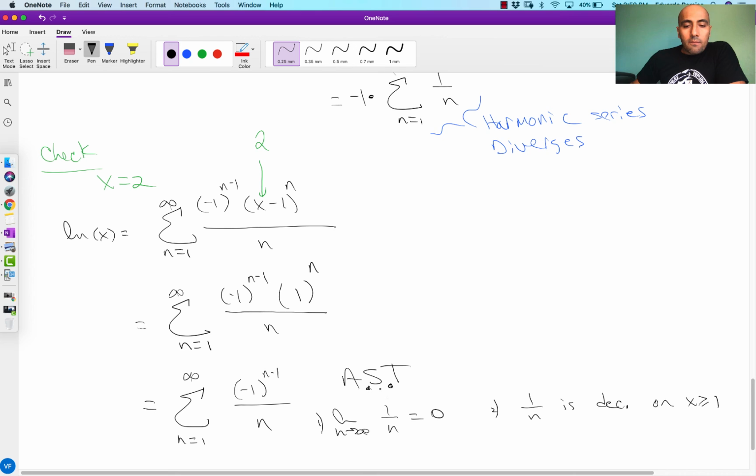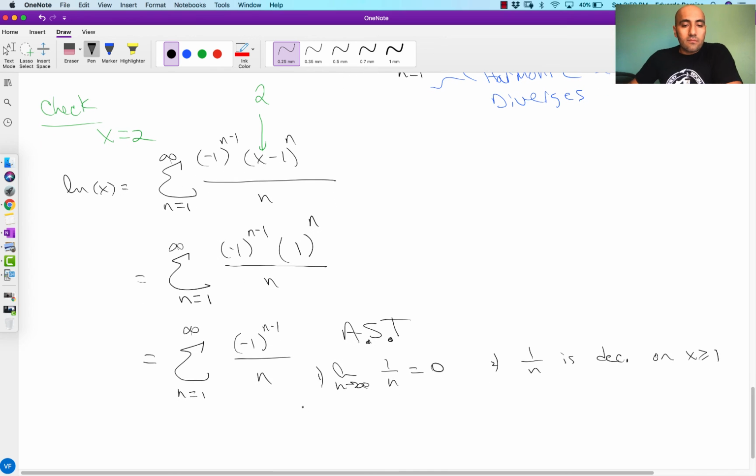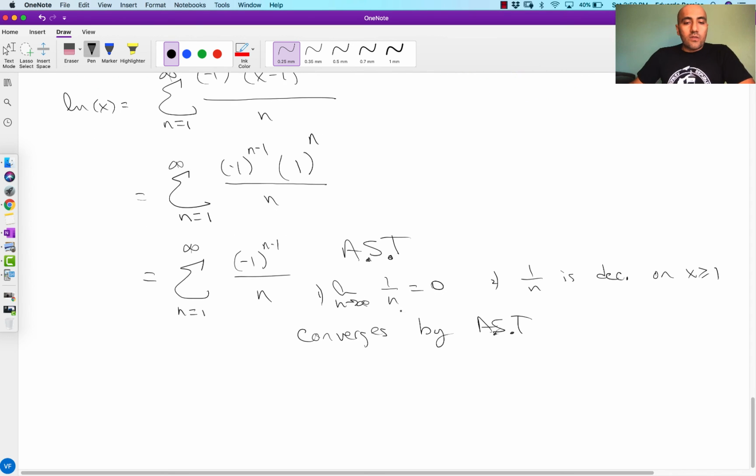Okay, so by the alternating series test, this converges. So it converges by the alternating series test, AST. Okay, so that means that x equals 2 is going to be part of the domain. So let's bring it all together.